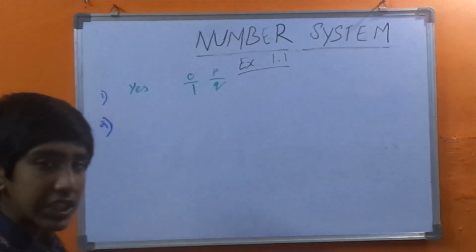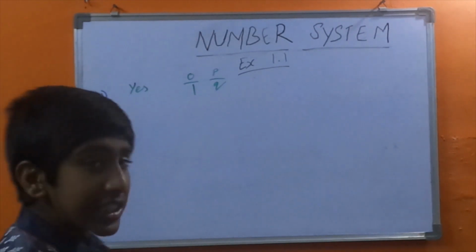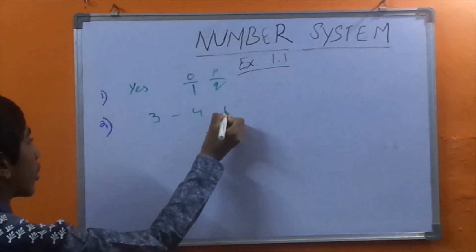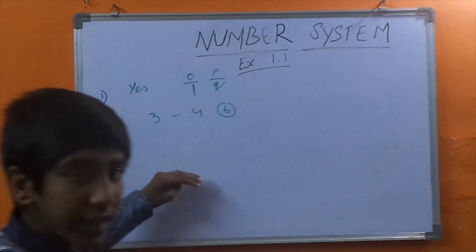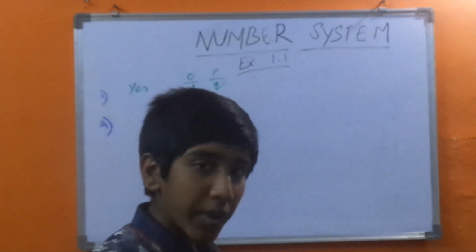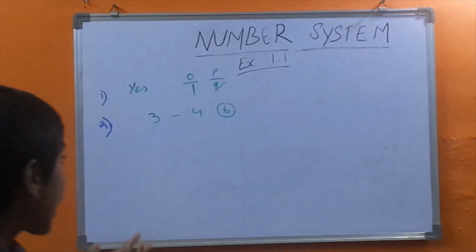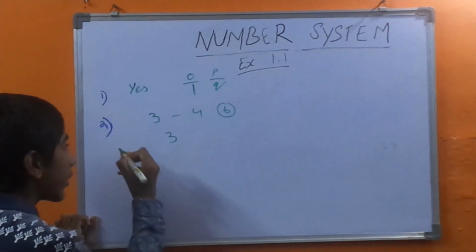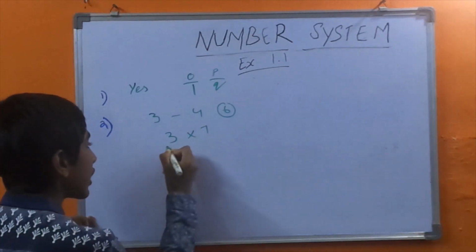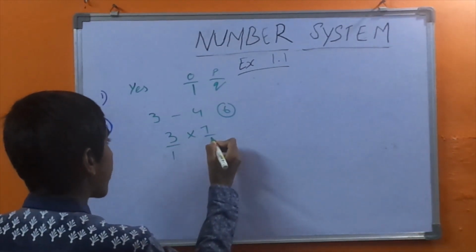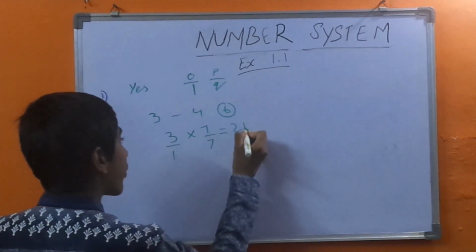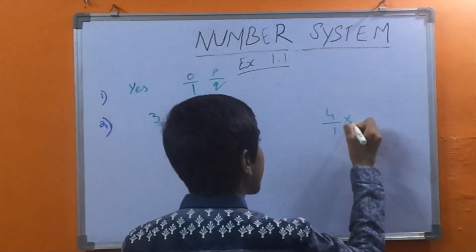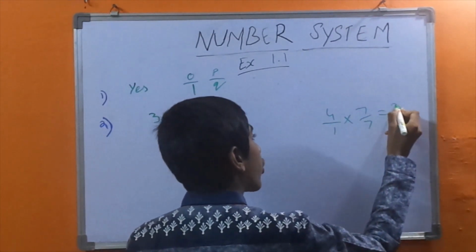Now, the second question is, we have to find 6 rational numbers between 3 and 4. Now, we must again convert them into the rational equivalent. So, we will multiply them with 7 by 7. 3 can be written as 3 by 1. Now, 3 by 1 multiplied by 7 by 7 gives 21 by 7. And 4 can be written as 4 by 1. And 4 by 1 multiplied by 7 by 7 gives 28 by 7.